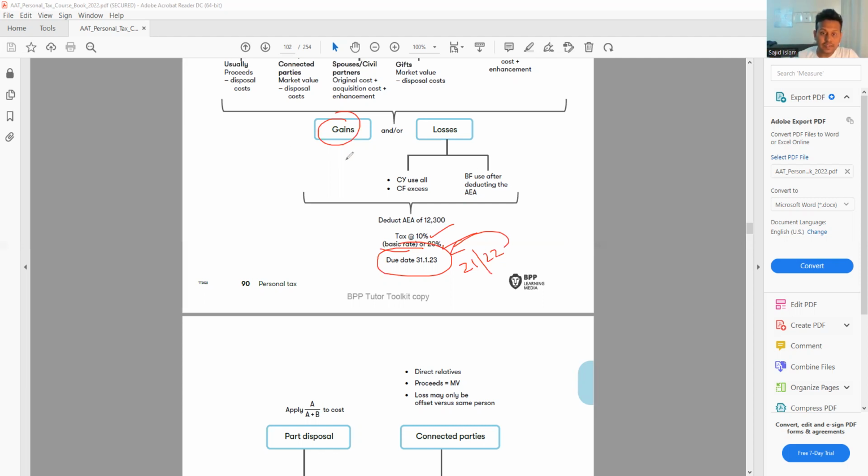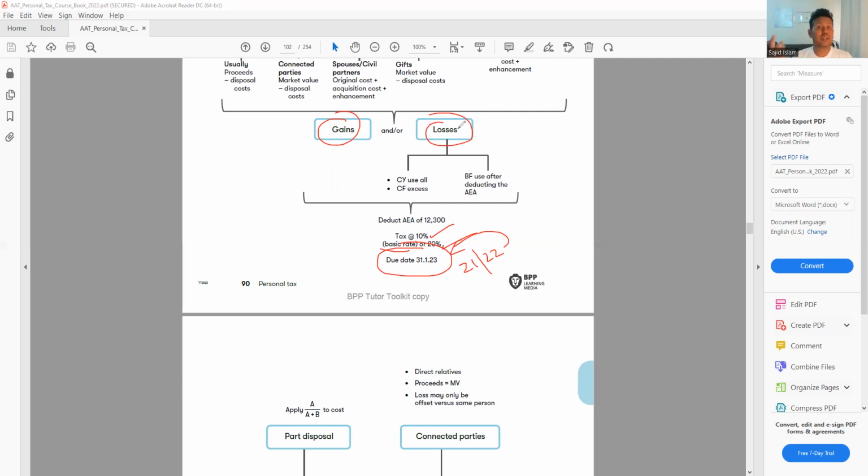Now, if we have a gain, you have to pay the tax. If we have a loss, it is possible we can offset the loss. For example, if we have different types of assets and some assets create a gain and some assets create a loss. For example, you make three disposals this year.